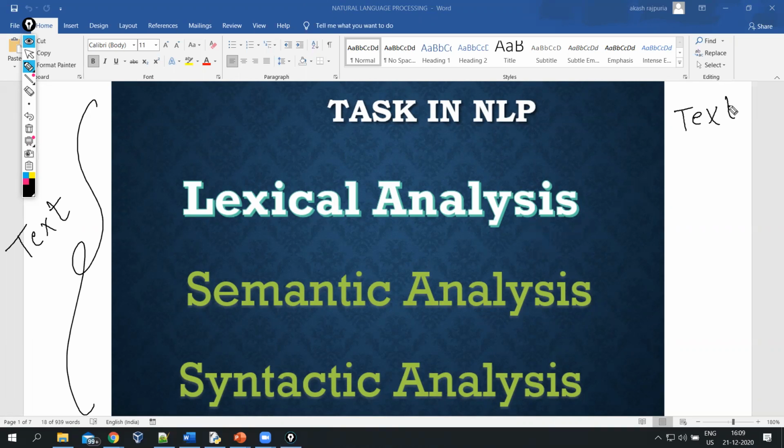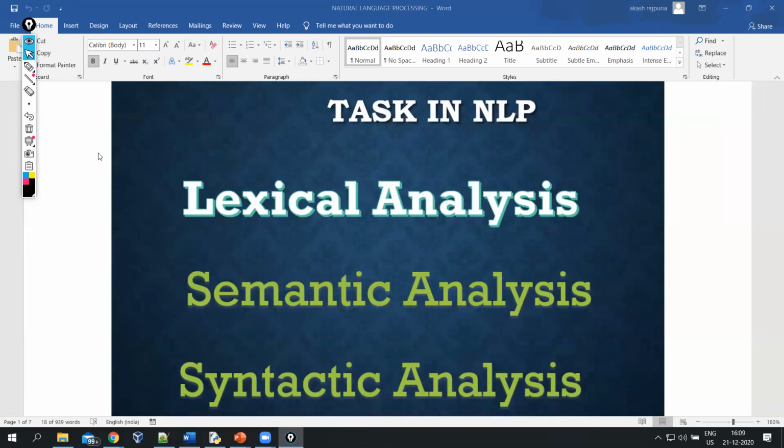We can start with text analytics. Now, a text is something a machine cannot understand. We need to make the machine understand the text. That is why text analytics. So in text analytics, we have three things: lexical, semantic, and syntactic. Only the naming is difficult, while everything in that is very simple.